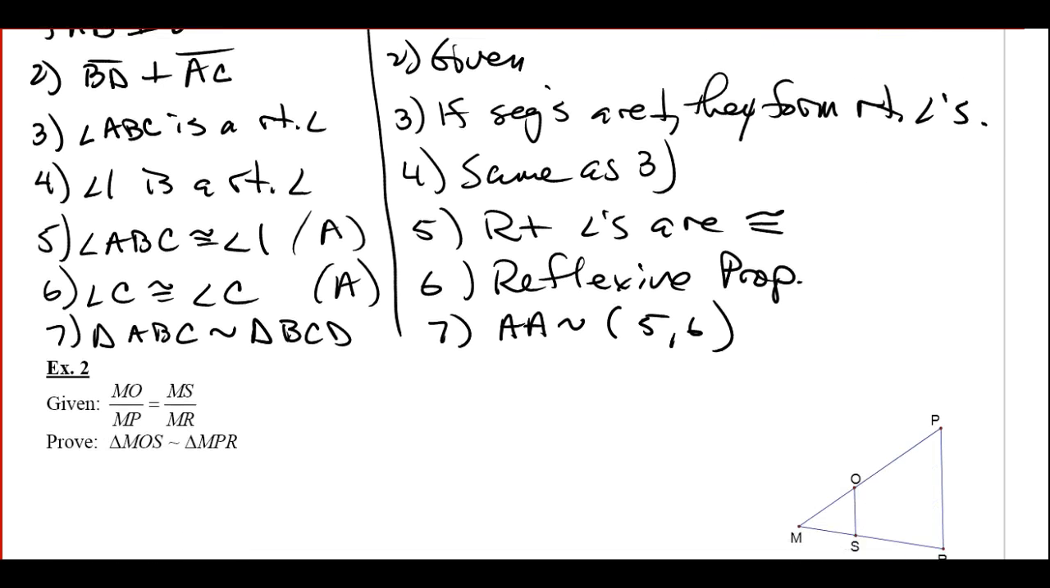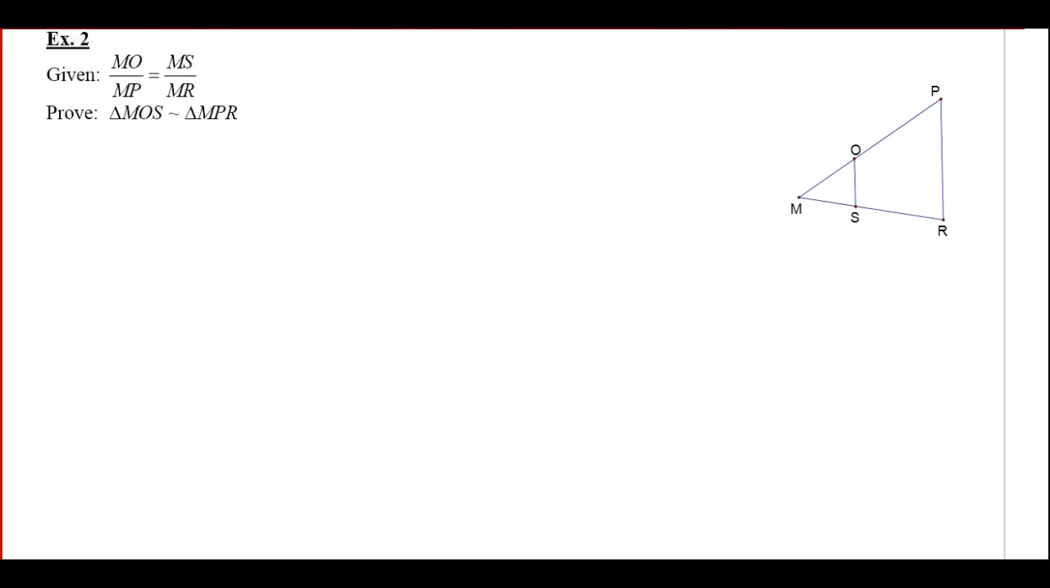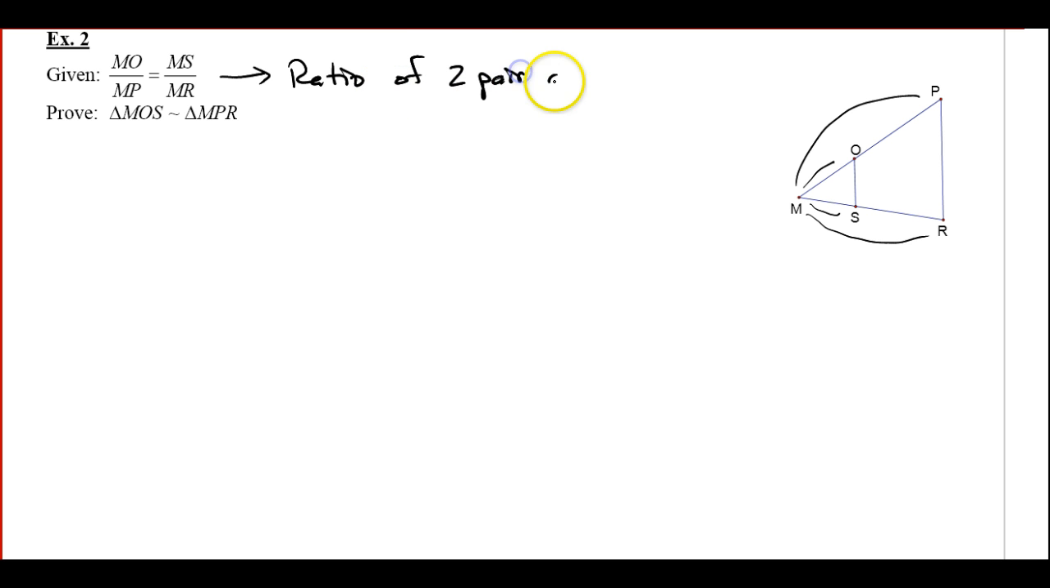Alright, so moving on to example 2. So this one's a little different. I have the ratio of MO to MP is equal to the ratio of MS to MR. So I've got MO to MP is equal to MS to MR. So what this tells me is that the ratio of two pair of corresponding sides are equal.